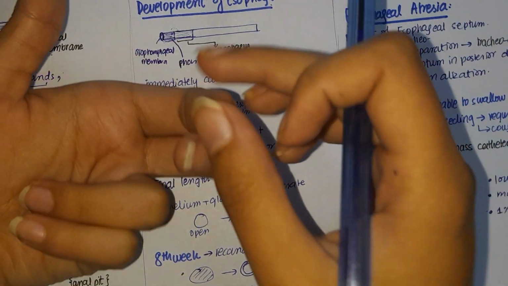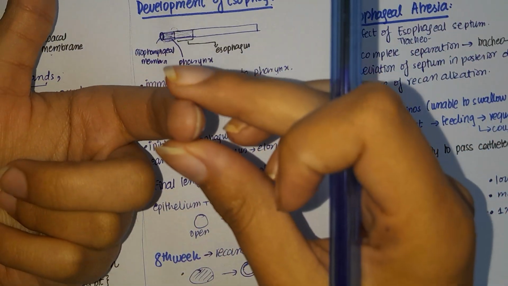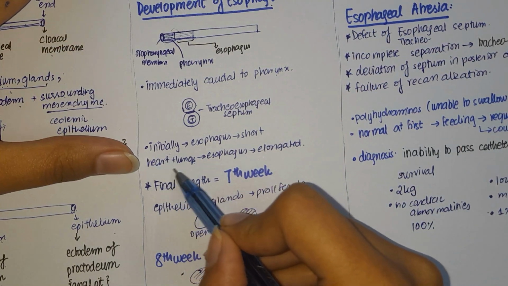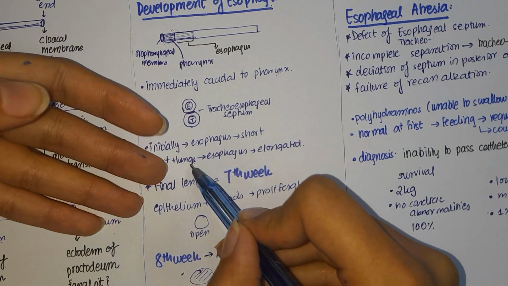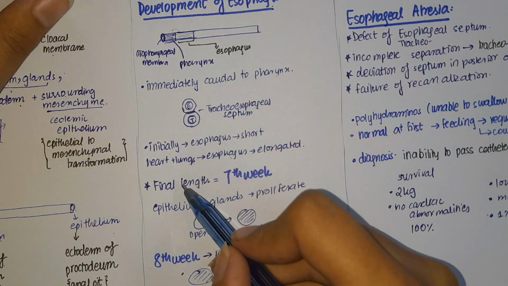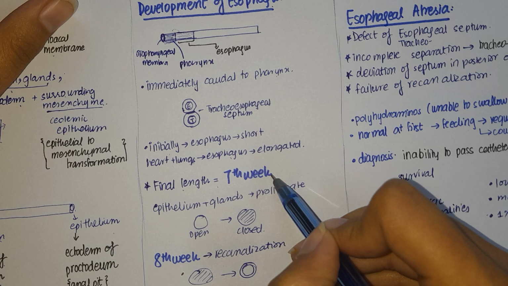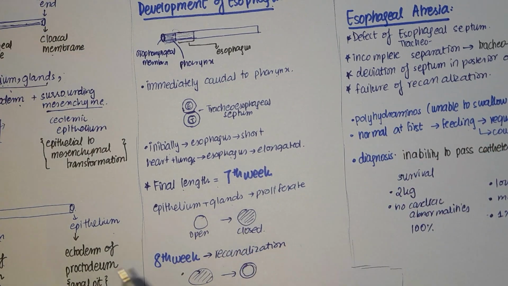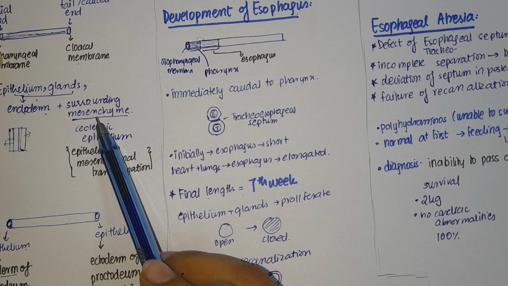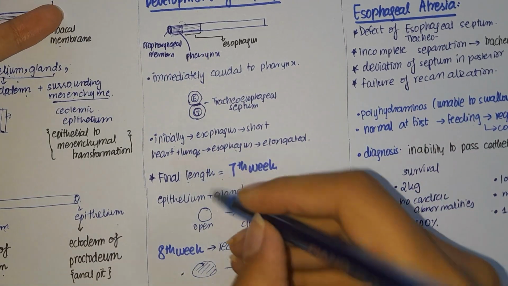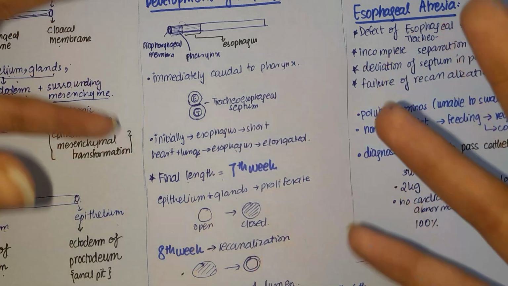Now they say that this esophagus was initially short, but after the development of the heart and lungs, which are now going to occupy the cardiac cavity or the thoracic region, the esophagus elongates. The esophagus maintains its final length during the 7th week. And as I told you, the epithelium and glands were made from the endoderm and the surrounding mesenchyme, if you've watched the previous video.